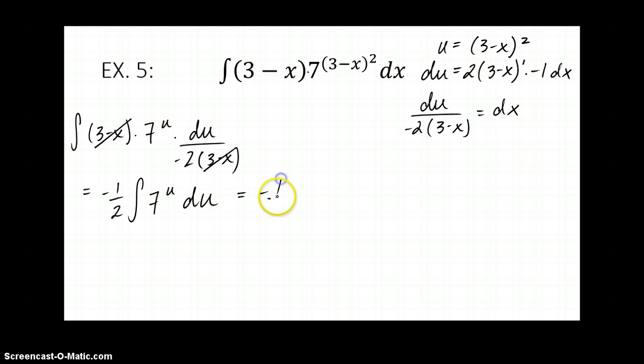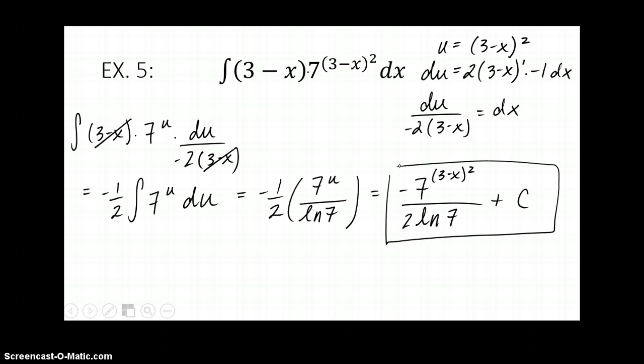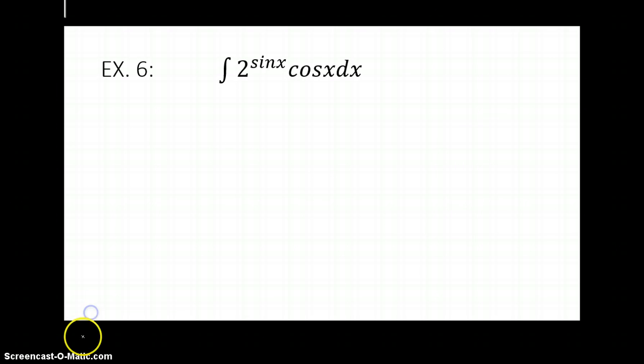And now we have our antiderivative: itself divided by the natural log of the base. So now let's replace u to be in terms of x, 2 ln of 7, and then we add c to the answer. The derivative and integral rules are not difficult, you're just learning them all at once. It's hard to keep them straight.